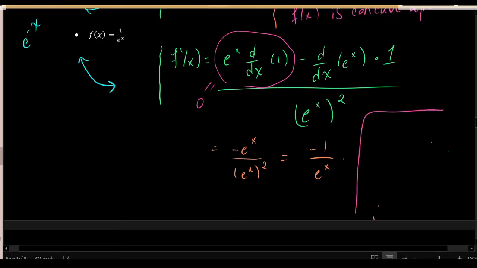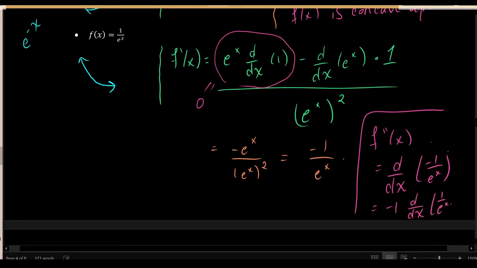Now if you want to, you can go through this process all over again to calculate the second derivative, but I think it might not be the best use of time. I think the faster way to calculate the second derivative is to note that we're taking the derivative of something that's just minus 1 times the function that we had at the very start of the problem. We're taking the derivative of minus 1 times 1 over e to the x.